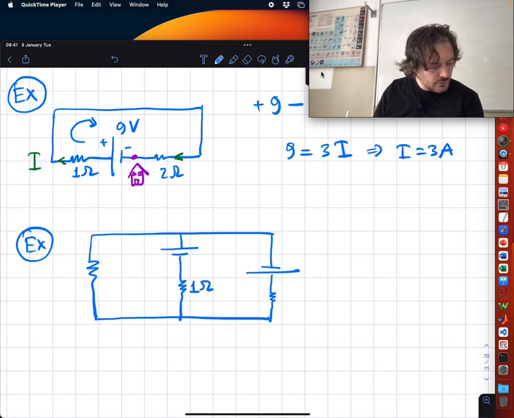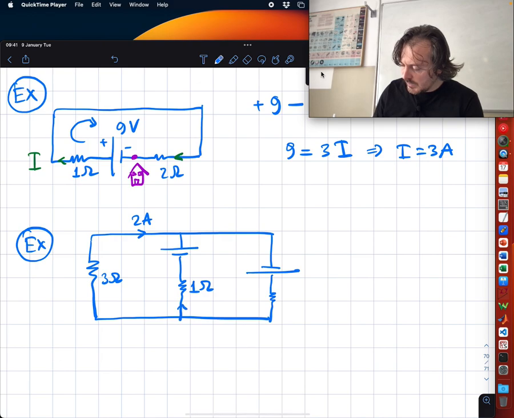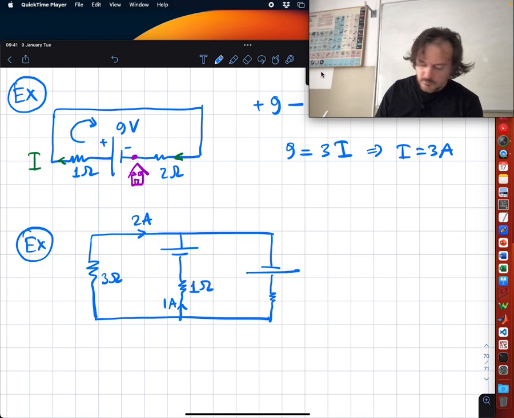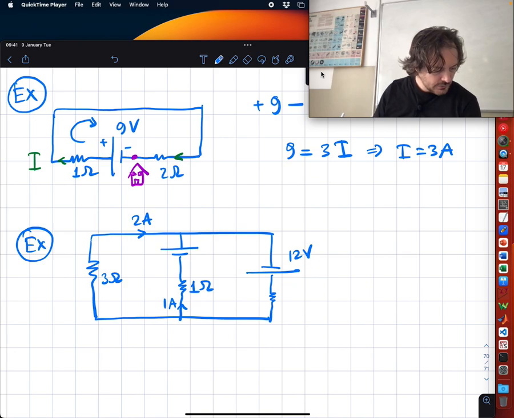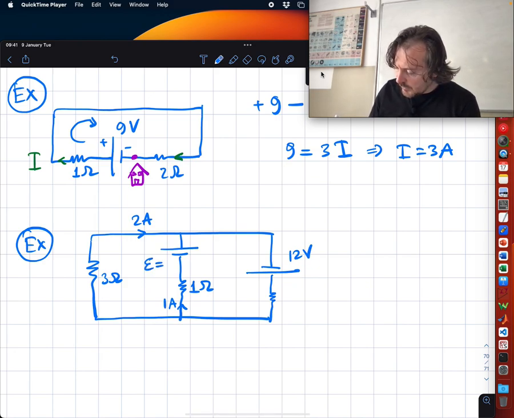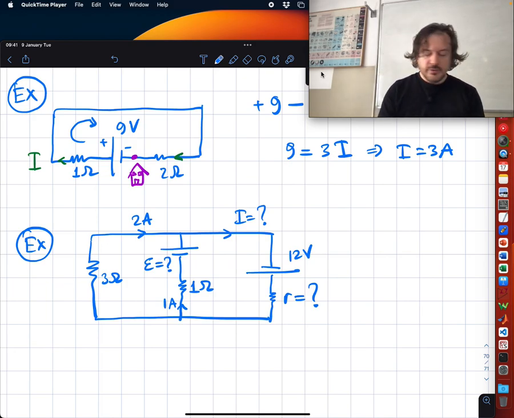So this one is 1 ohm, this one is 3 ohms. There is current 2 ampere coming from here, 1 ampere coming from here. This is 12 volts. Okay. This is not known. This is not known. And this is not known. Do you understand the question, everyone? Yes? So, let's look at this system.